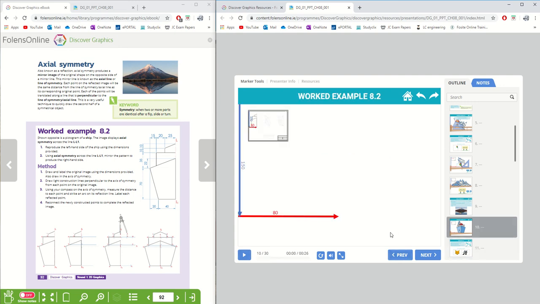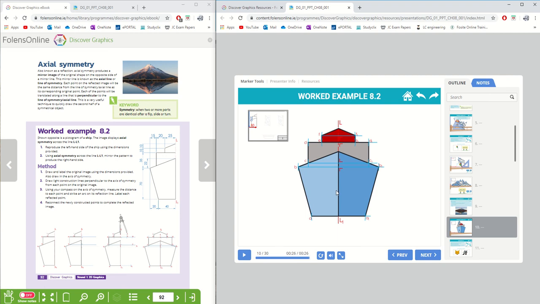Okay, so that's basically the steps in axial symmetry, and I want you to complete this question here using this presentation and your examples here, and I'll give you more questions as well. Okay.